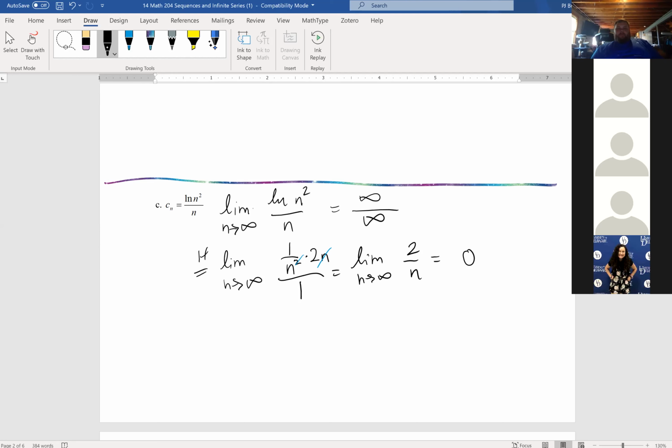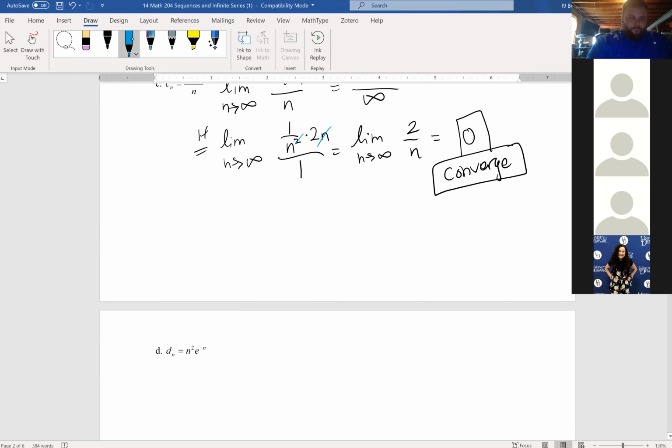Okay, so I took the limit, I got 0. Does that mean I converge or diverge? Converge. So even though it's 0, I still converge, right? It is some number. I always like to say if you get something tangible, meaning something that you know how to work with, then it converges. And the value that it converges to is 0. So I'm going to leave D for you guys to do as well.